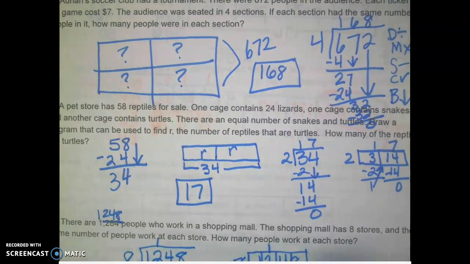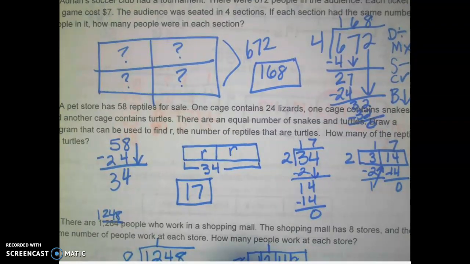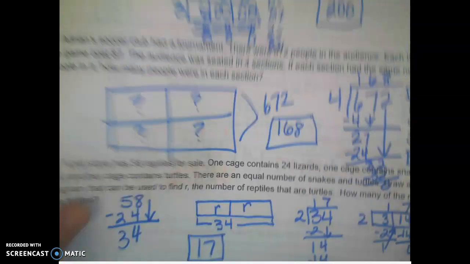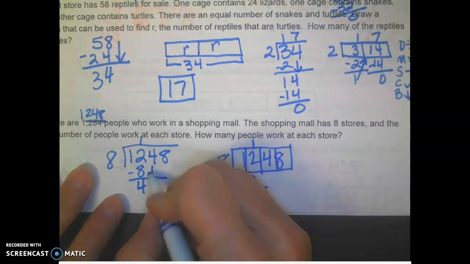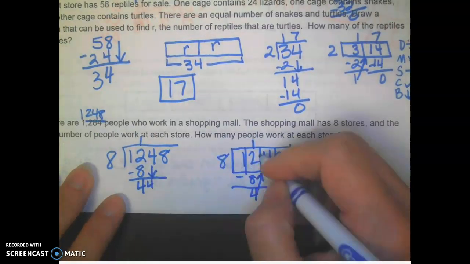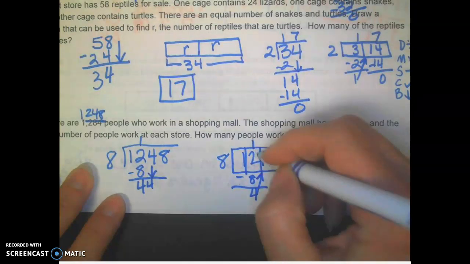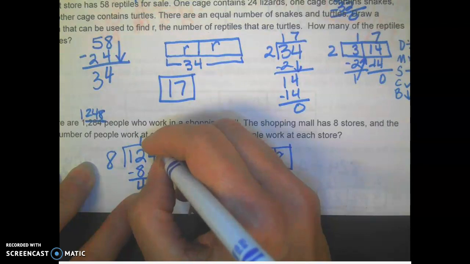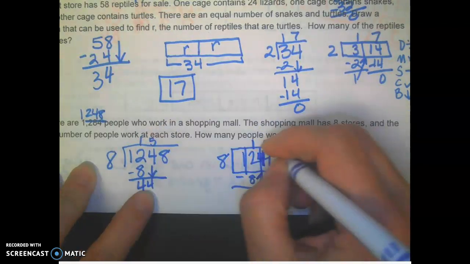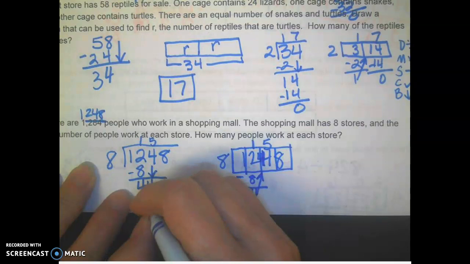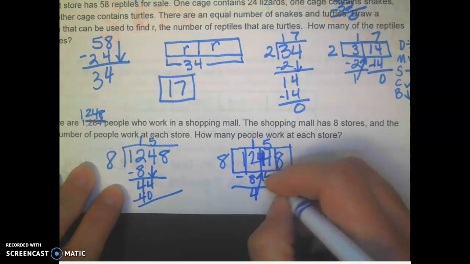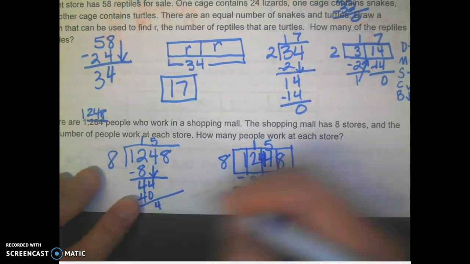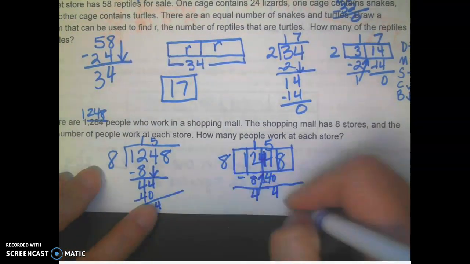Multiply and subtract. 12 minus 8 is 4. Then check. Is 4 smaller than 8? It is. So then you are ready to bring down your 4. Or you can bring this 4 up here. And then you say how many times will 8 go into 44? And it goes in there 5 times. 8 times 5 is your next step to multiply. 8 times 5 is 40. And then you subtract. 44 minus 40 is 4. Check. 4 is smaller than 8.